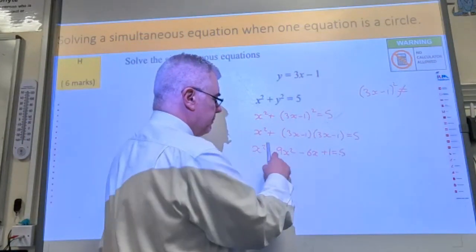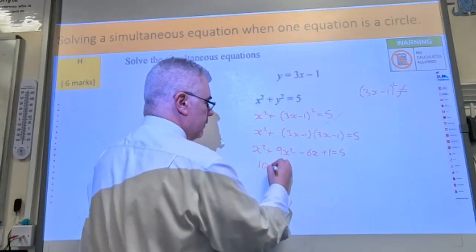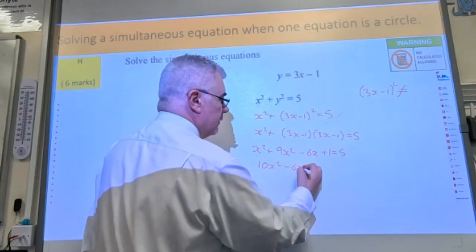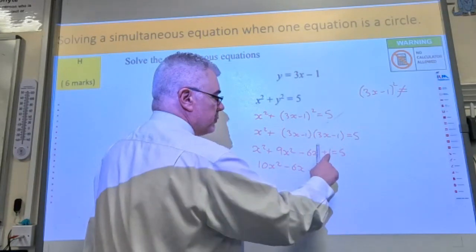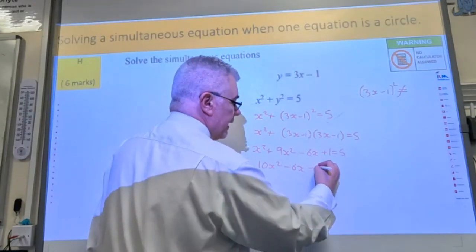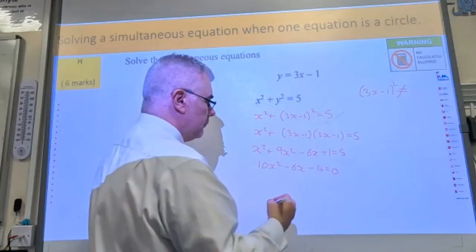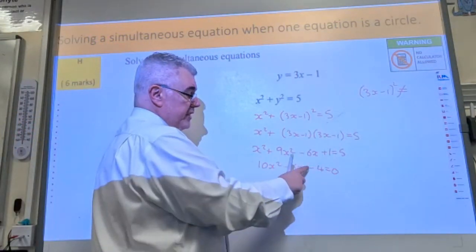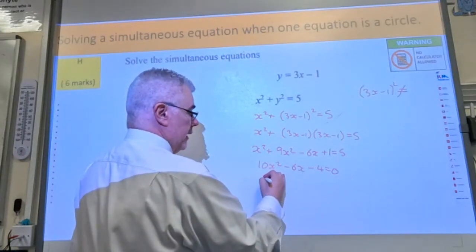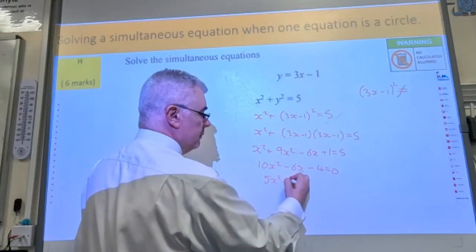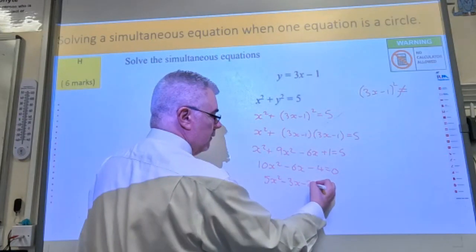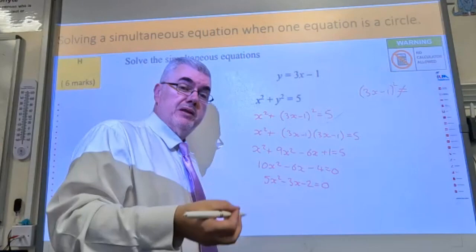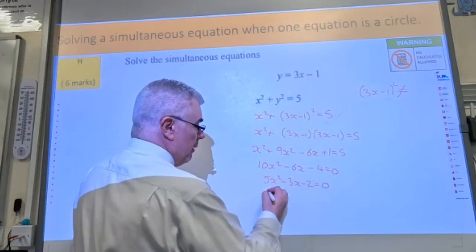Can I simplify? I can simplify a little bit. 10x squared minus 6x plus 5, take it as plus 1, subtract 5, gives me negative 4. There's a little bit of a trick I can do because 2 goes into each of these. I can divide by 2. I can divide the whole thing by 2. I'm going to try and factorise. If I can't factorise, I'll need to use the formula or completing the square. But I'll try and factorise it.